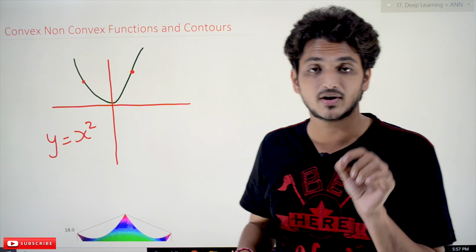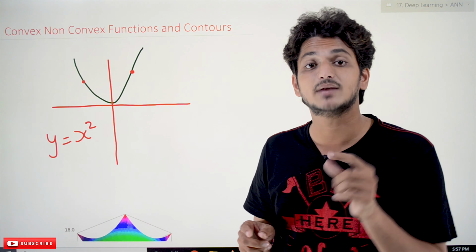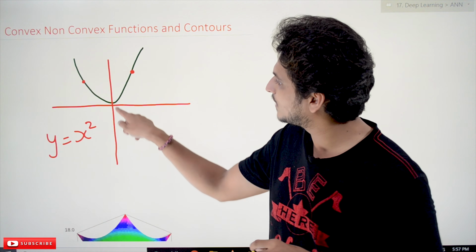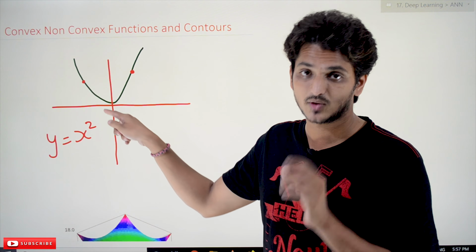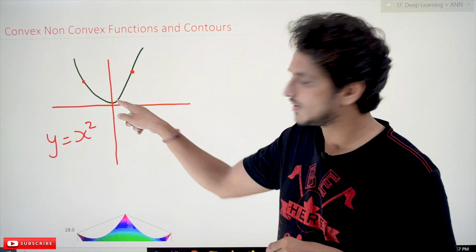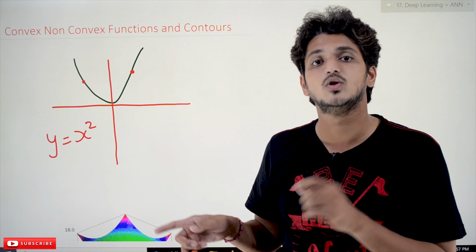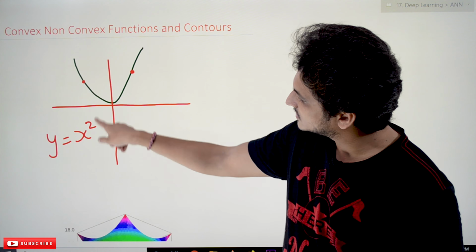For convex functions, we have only one minimum point. That minimum point we call the global minimum. We have only one minimum point. That is very important to understand. This point we call the global minima. This is the single variable convex function x square.